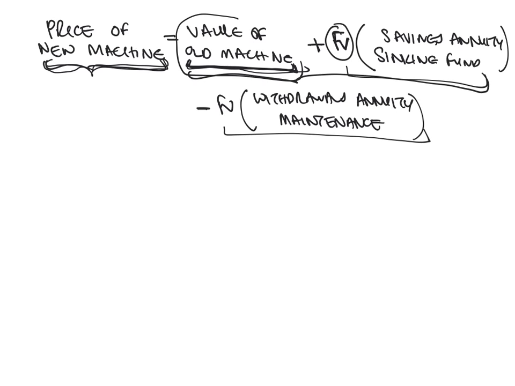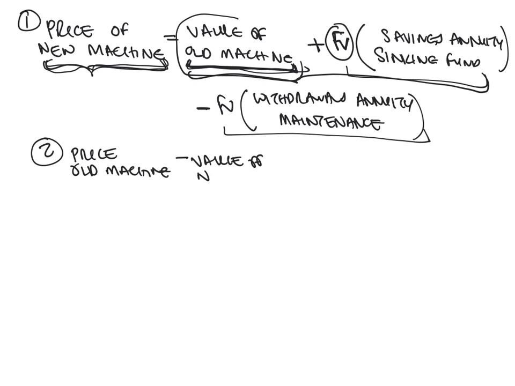Now I can formulate this differently, so I can formulate it in many ways. That's the first way. The second way is just to rearrange the formula. The price of my new machine minus the value of my old machine is just the future value of my savings annuity minus the future value of my withdrawals annuity. And that calculation, as you can see, I've just rearranged equation 1.